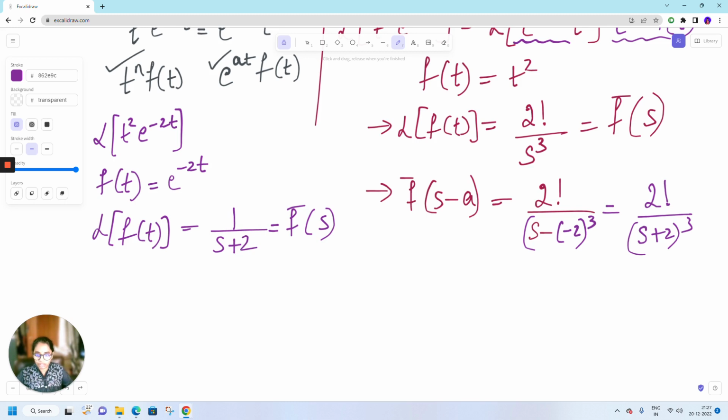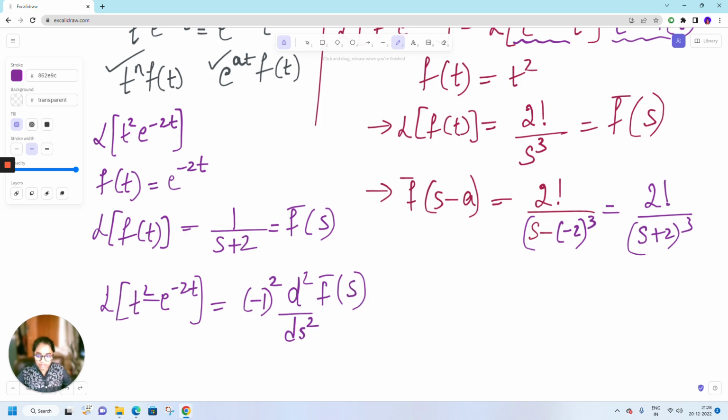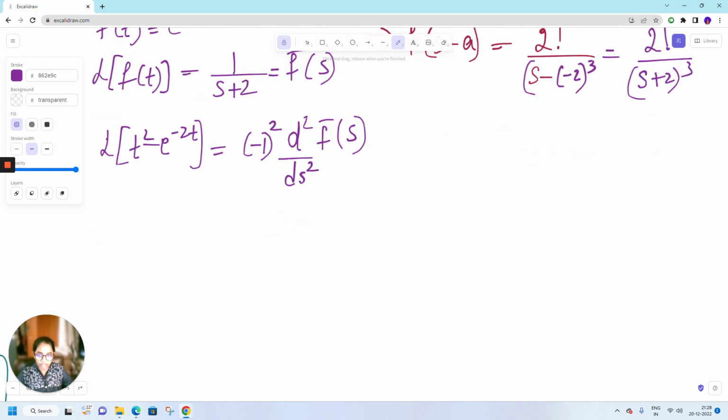Now, what is the formula? The formula is, Laplace of t square e power minus 2t is equal to minus 1 to the power n. In place of n, I have 2. So, minus 1 whole square, d square by ds square into f bar of s. What is minus 1 whole square? It is positive 1. What should I do? d square by ds square of 1 divided by s plus 2, right?